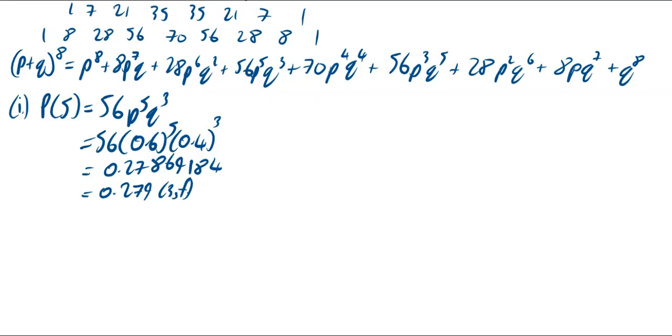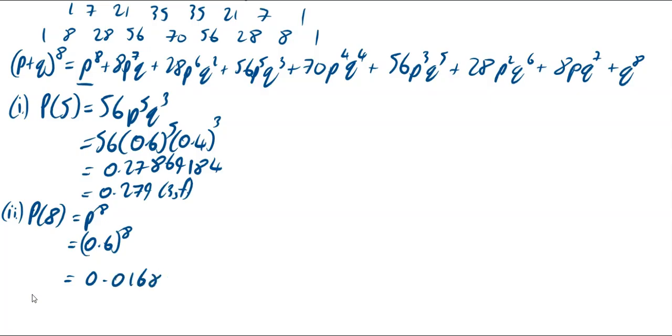Okay, part 2. Part 2 asks us to find the probability of 8 garages. So 8 garages is going to be the first one, so p to the power of 8, which is very easy for us. It's going to be 0.6 all to the power of 8, and you do that on your calculator. Maybe 0.0168 to 3 sig figs. Part 3.